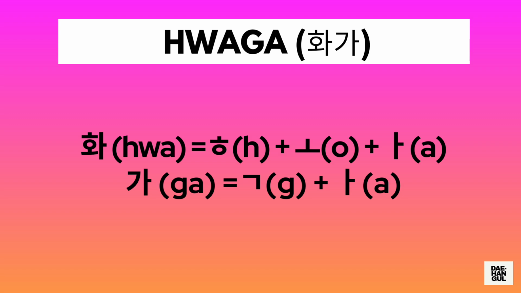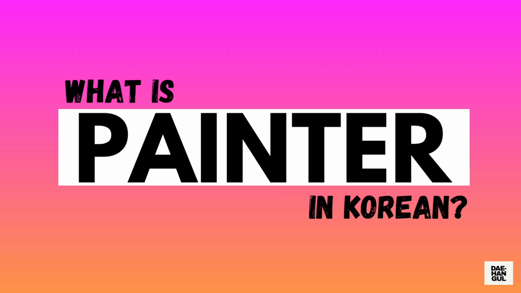This is composed of two syllables. For the first syllable hwa, we need to draw a hiyuk character, followed by an o character, followed by an a character. And for the second syllable ga, we need to draw a giyuk and an a character. And then we just need to combine the Hangul for each of those two syllables to write hwaga in Hangul. And with that you've already learned what is painter in Korean.